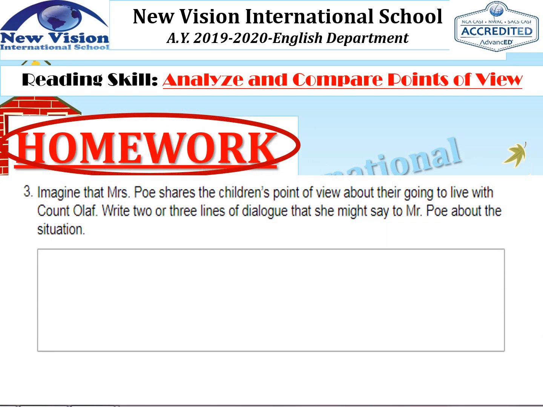And number three will serve as your homework. Imagine that Mrs. Poe shares the children's point of view about their going to live with Count Olaf. Write 2 to 3 lines of dialogue that Mrs. Poe might say to Mr. Poe about the situation.